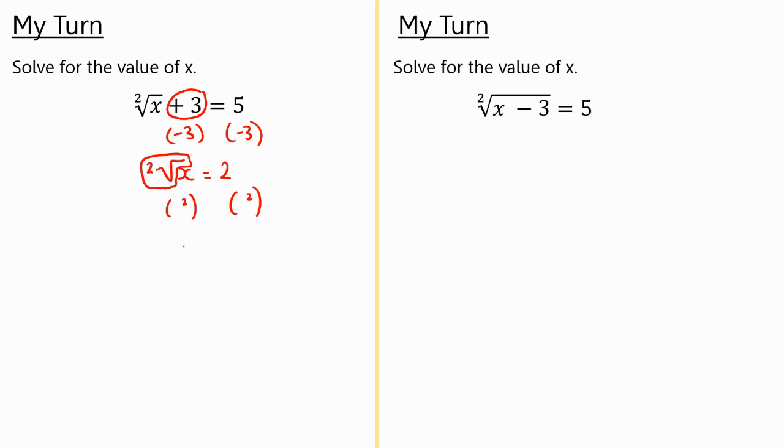When I do that, that leaves me with just x on the left. And on the right, I want to do 2 squared. That's 2 times 2, which is 4.